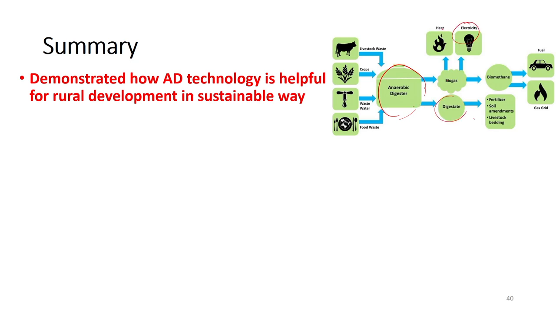And digestate can be used as fertilizer, soil amendment, and for livestock feeding. And then we have biomethanation. We can go for fueling vehicles, and we can go for the gas grid.